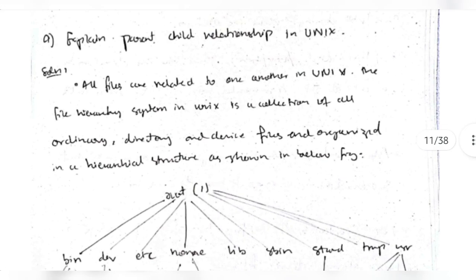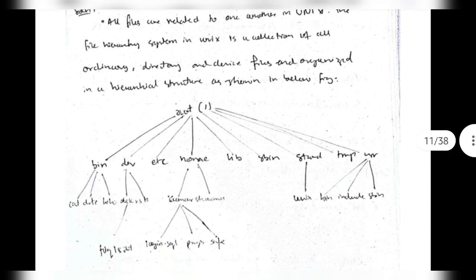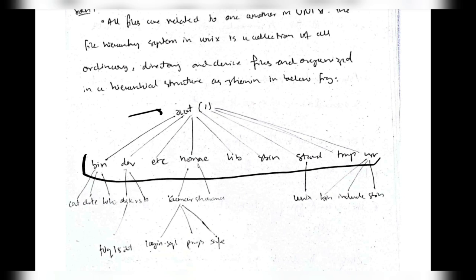Let's move on to the next one, which is to explain the parent-child relationship in Unix. What do you mean by parent-child? Parent-child is a hierarchy, right? Different levels of hierarchy. So here is a hierarchy. In this you have to separate it based on different levels. In the first level there will be the root directory. After that there will be subdirectories, subfolders and files, right? So this is known as subdirectories.